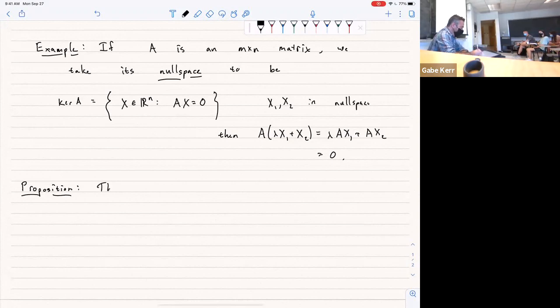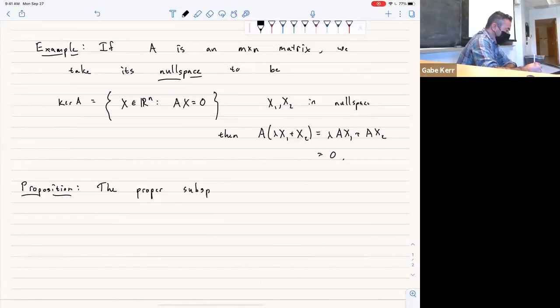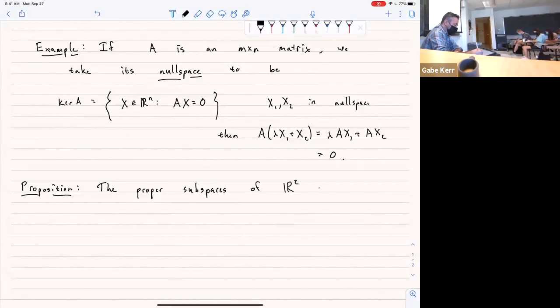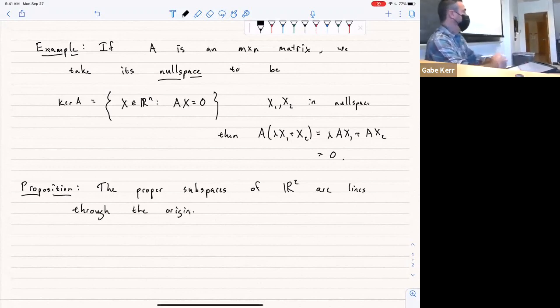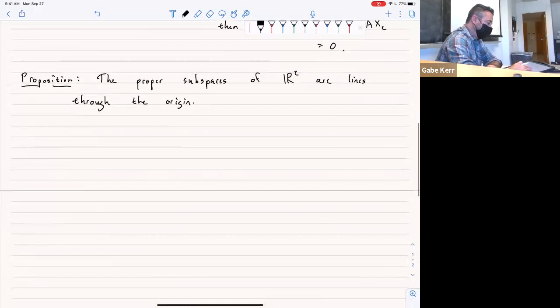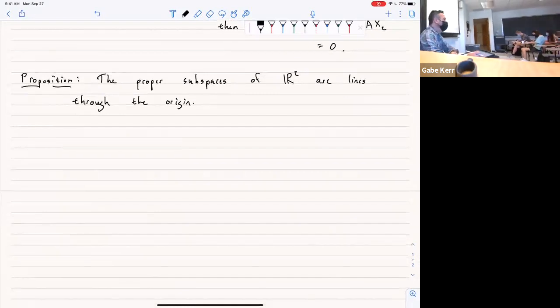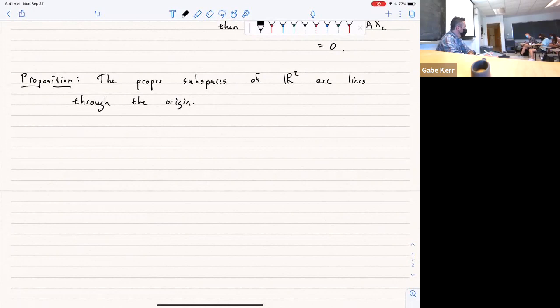So the proper subspaces of R2 are lines through the origin. Makes sense. Let's prove it.